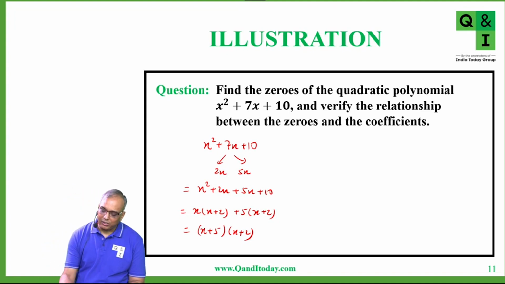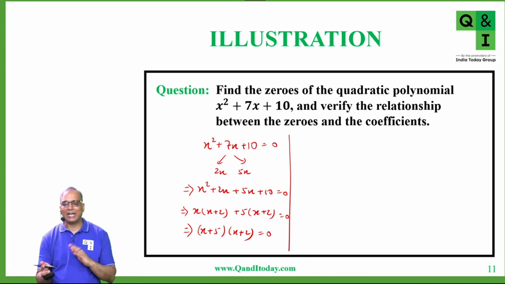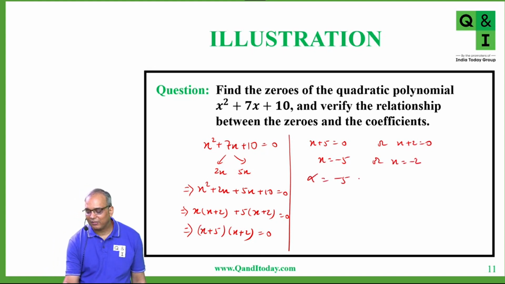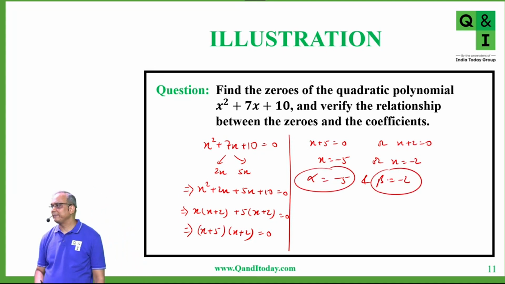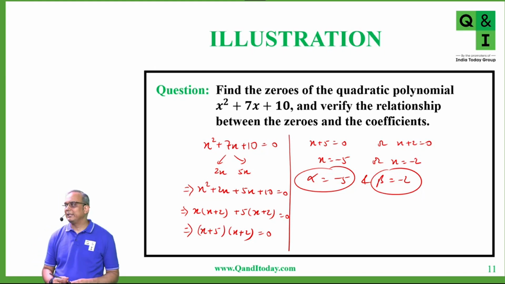Okay. Now, if we have to find the zeros of this polynomial, we'll equate it to 0 to get the value of x. So when the product of two things is 0, either of them can be 0. So x plus 5 is equal to 0 or x plus 2 is 0. So you will have x is equal to minus 5 or x is equal to minus 2. So we have two zeros, alpha will be minus 5 and beta is minus 2. Now alpha and beta can be interchanged as well. You can also say alpha equal to minus 2 and beta equal to minus 5. The naming can be interchanged. Clear?